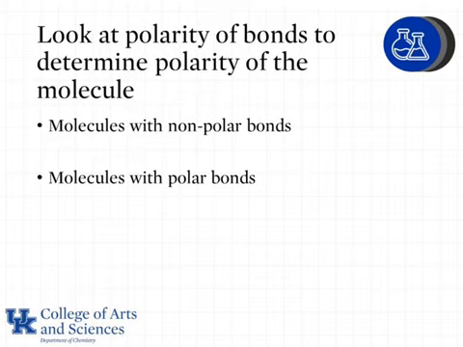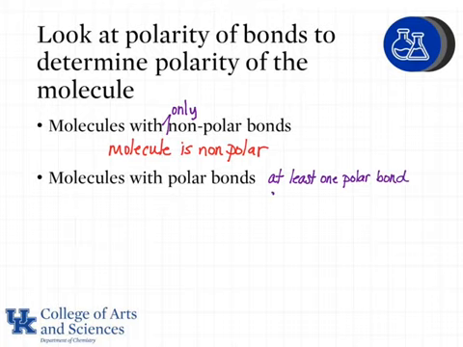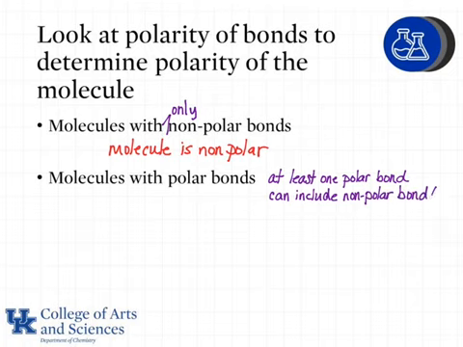In molecules that have only non-polar bonds, what we see is that the molecule overall is nonpolar. There has to be at least one polar bond in a molecule for there to be the opportunity to have a polar molecule. When we look at molecules with polar bonds, that means we can have at least one polar bond, and we can have a mixture of either polar and nonpolar bonds, or a mixture of polar bonds with different polarity values as a result of having different elements and different differences in electronegativities.